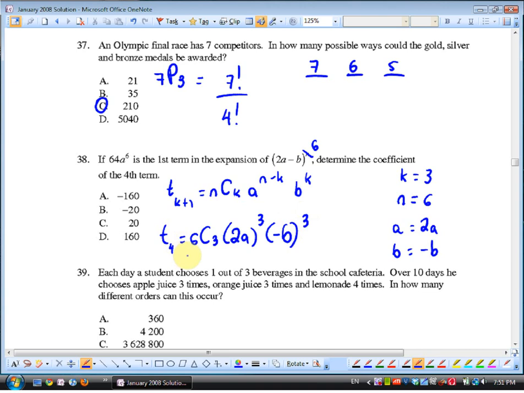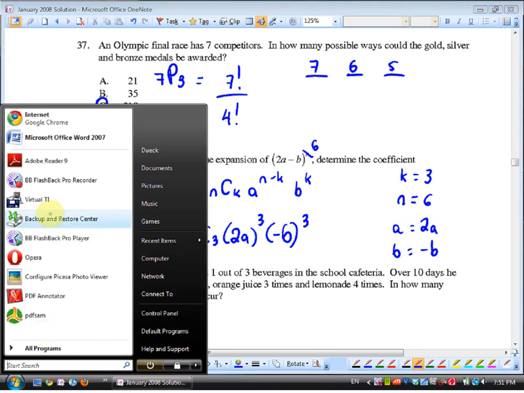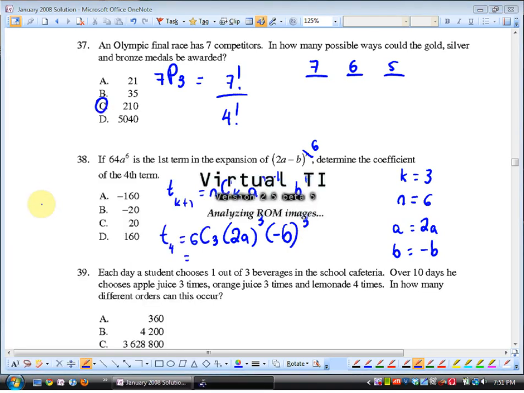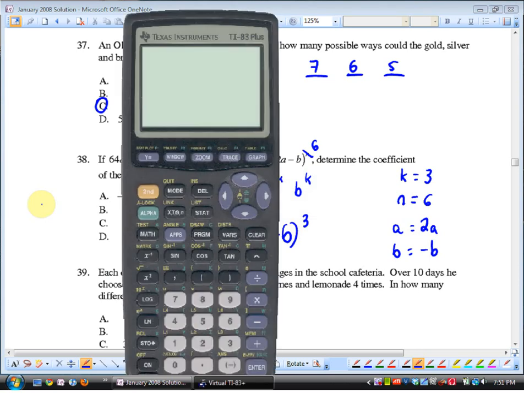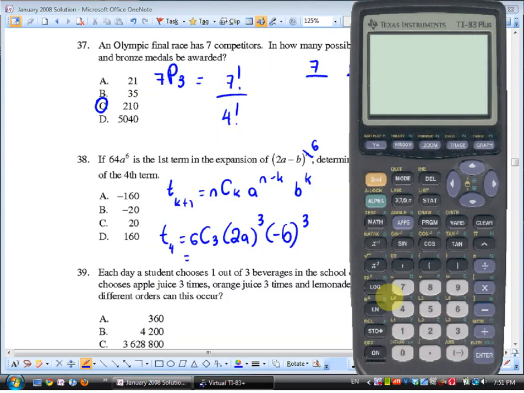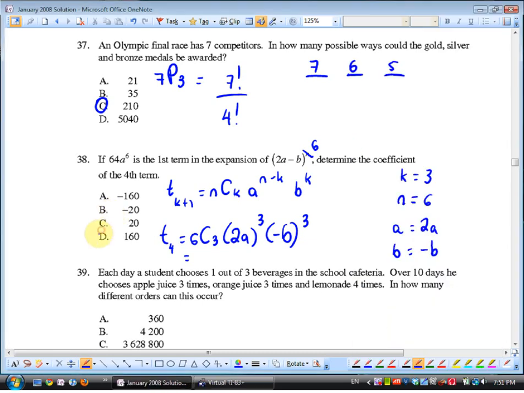Now all they want here is the coefficient. Oh, I need to open up my calculator. All they want here is the coefficient. The coefficient is going to be 6 choose 3 and a 2 to the third there. There's an 8 there. It's going to be 6 choose 3 times 2 to the third, or 8. Coefficient's going to be 160. Oh, wait a minute. Wait a minute. I see a negative 160 and a positive 160.